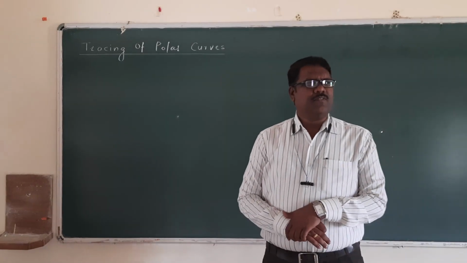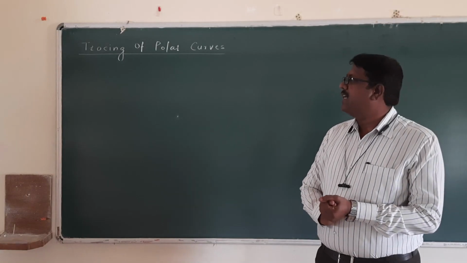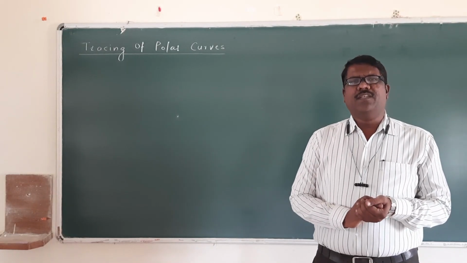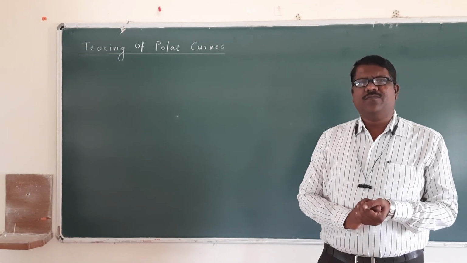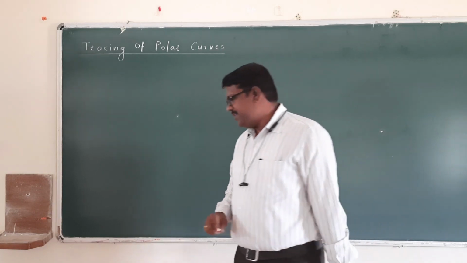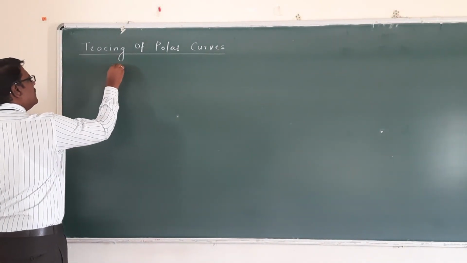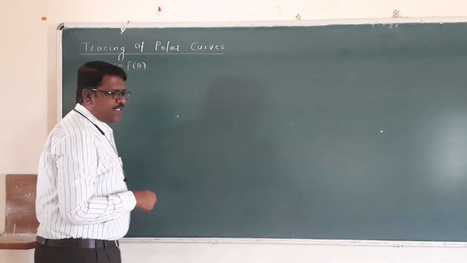Good morning, students. So today we are going to study the tracing of polar curves. How are polar curves given? They are given in the form of equations, and the equations are in terms of r and theta. So equations of polar curves contain r and theta. We can write it as r equal to f of theta.